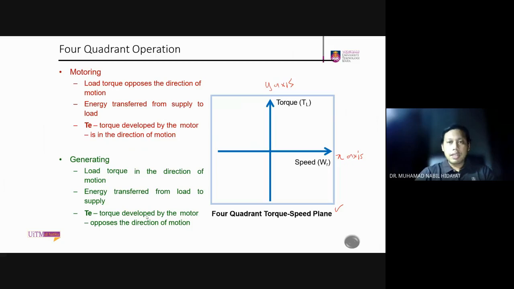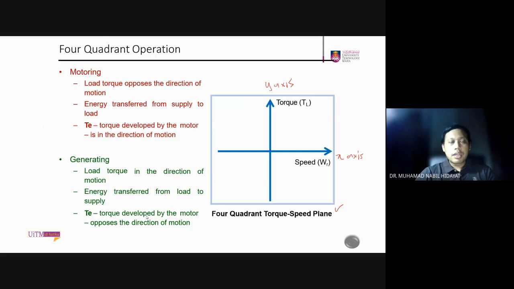Hopefully in the future you don't get confused. For the purpose of explaining the 4-quadrant, we will be using different types of 4-quadrant torque speed plane. But all in all, you only have either motoring or generating in your 4-quadrant torque speed plane.